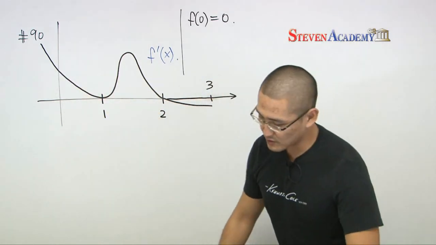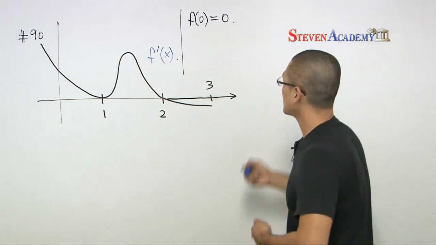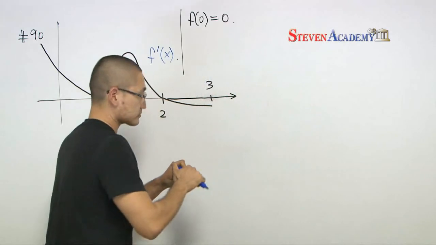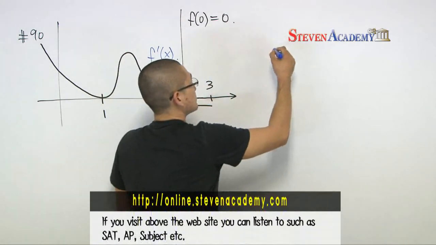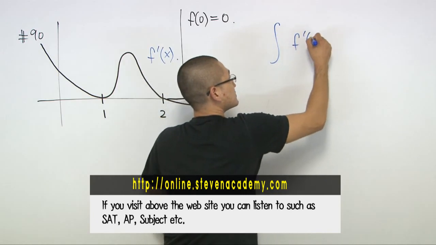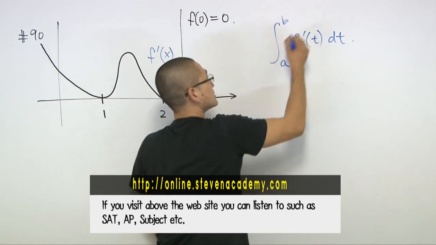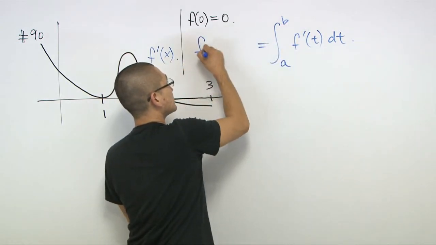So we're actually using the fundamental theorem of calculus here. Okay? So over here, remember, if I have the integral of f prime of t dt, and t is going from a to b, this is really the same as the antiderivative at b.